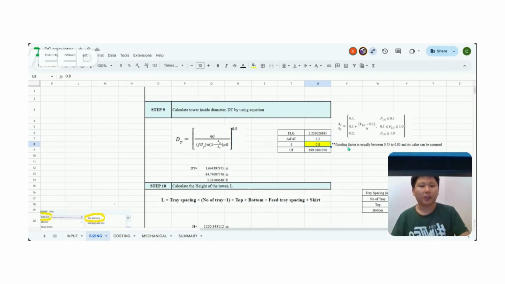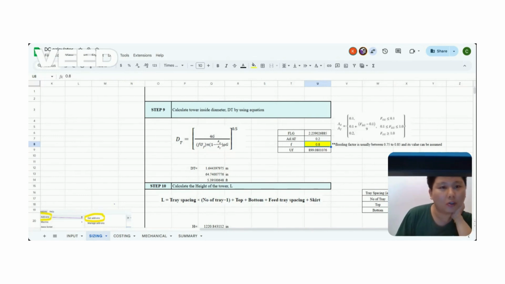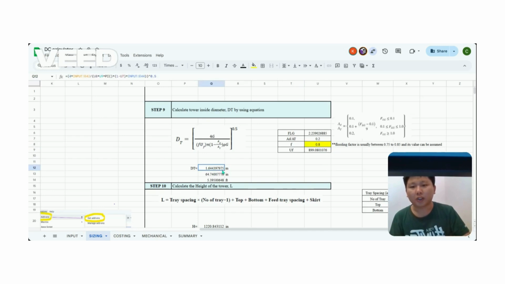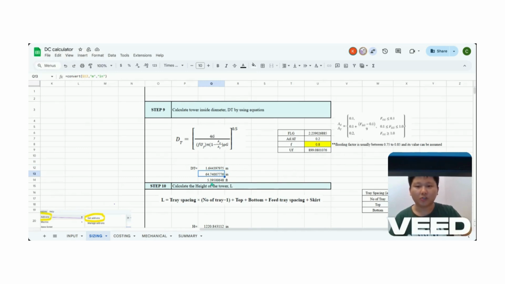Then for the flooding factor, this value can be assumed, but usually is between 0.75 to 0.85. It depends on the assumption itself. So by having all the values, we just input all the values, then we manage to get a value of 1.644 meter. It also depends on the unit required. If we wish to convert to inch, it will be 64.74 inch. If we wish to convert to feet, then it will be 5.395 feet.